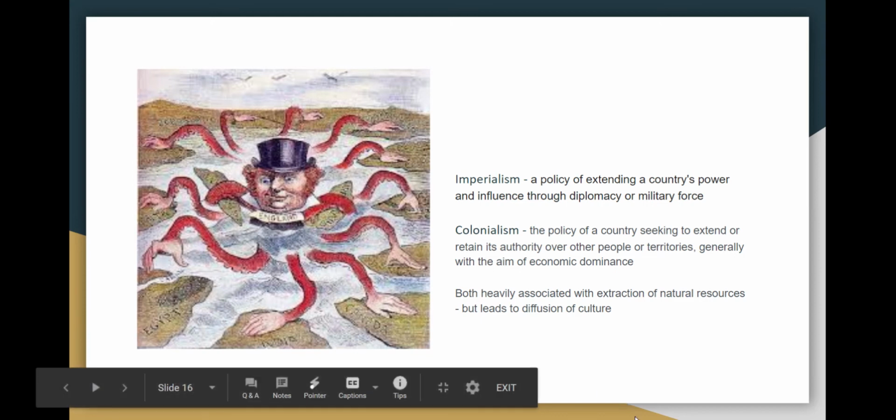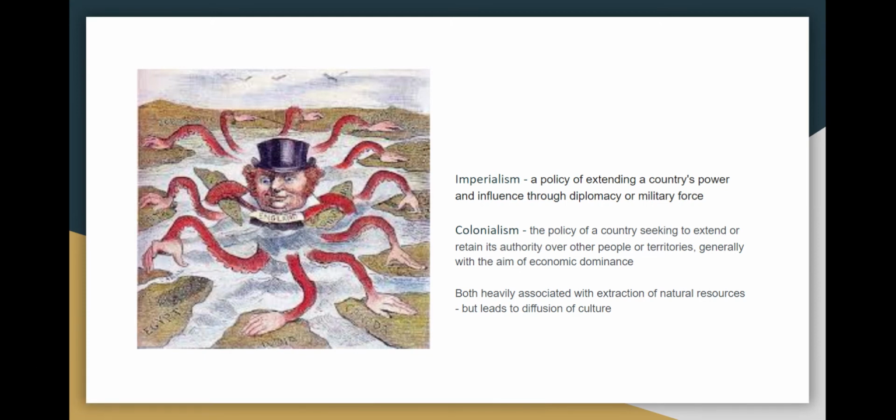So kind of defining these terms, we'll talk a lot about these terms later. It's not super important that you be able to define these now. I just want to put in your head the idea of relocation diffusion kind of being associated with a lot of these things. So imperialism, the policy of extending a country's power and influence through diplomacy or military force, oftentimes with kind of like a hierarchical relationship where you have kind of a dominant country subjugating or colonizing a less developed place.